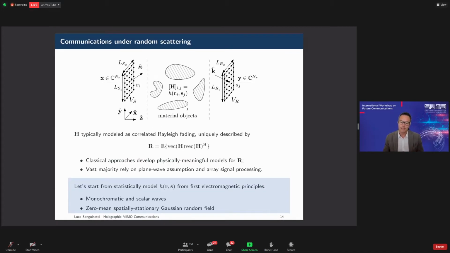To do that, we simplify the system and we consider monochromatic and scalar waves. So we assume that the information is exchanged by using scalar waves which are transmitted at a given frequency. And then we assume that the scattering mechanism here is such that the electromagnetic MIMO channel can be assumed to be a zero-mean and spatially stationary Gaussian random field. Under these assumptions, we are going to develop a channel model which is approximately exact. I will clarify what I mean by approximately exact, but which will be simple to manage in order to come up with a MIMO communication system which is able to exploit all the potential benefits of electromagnetic propagation.